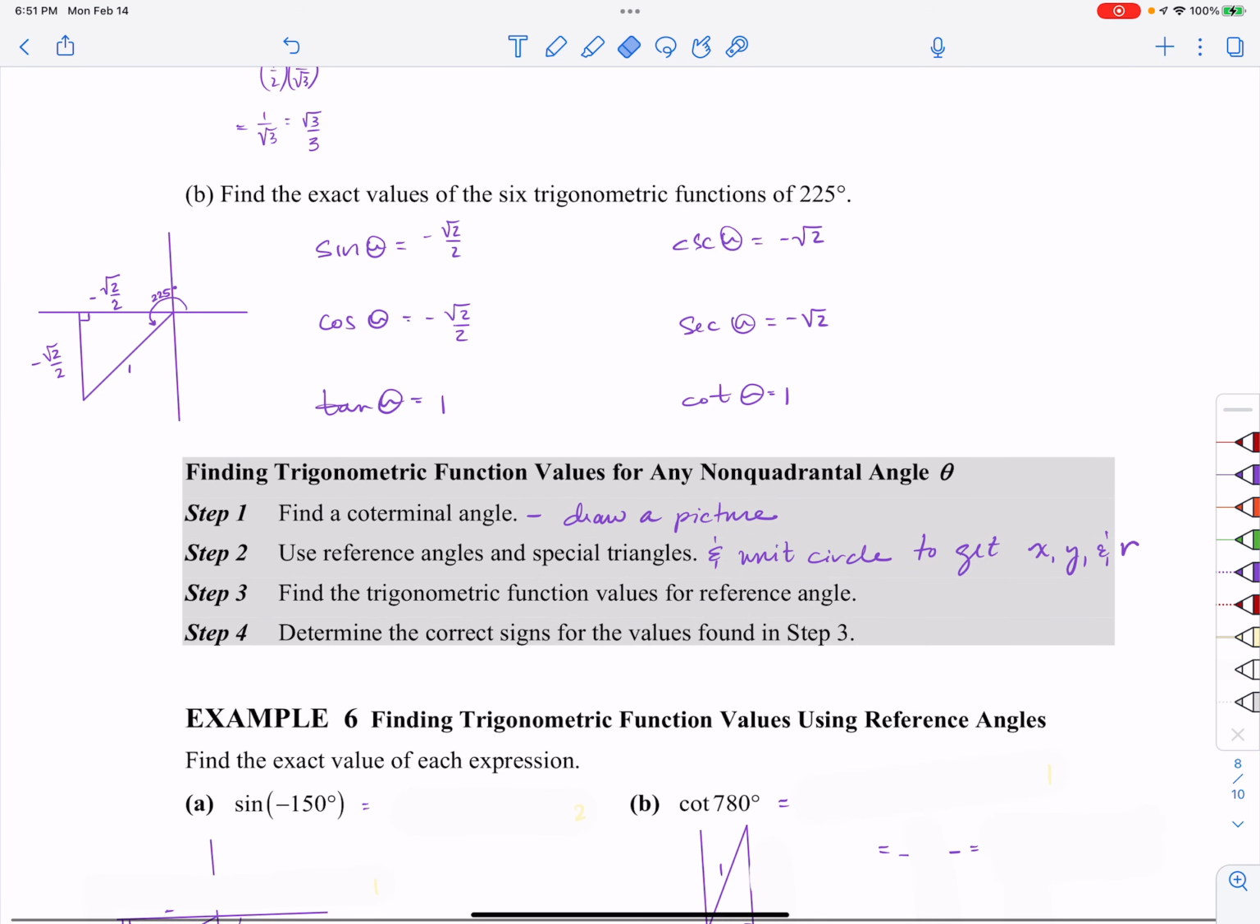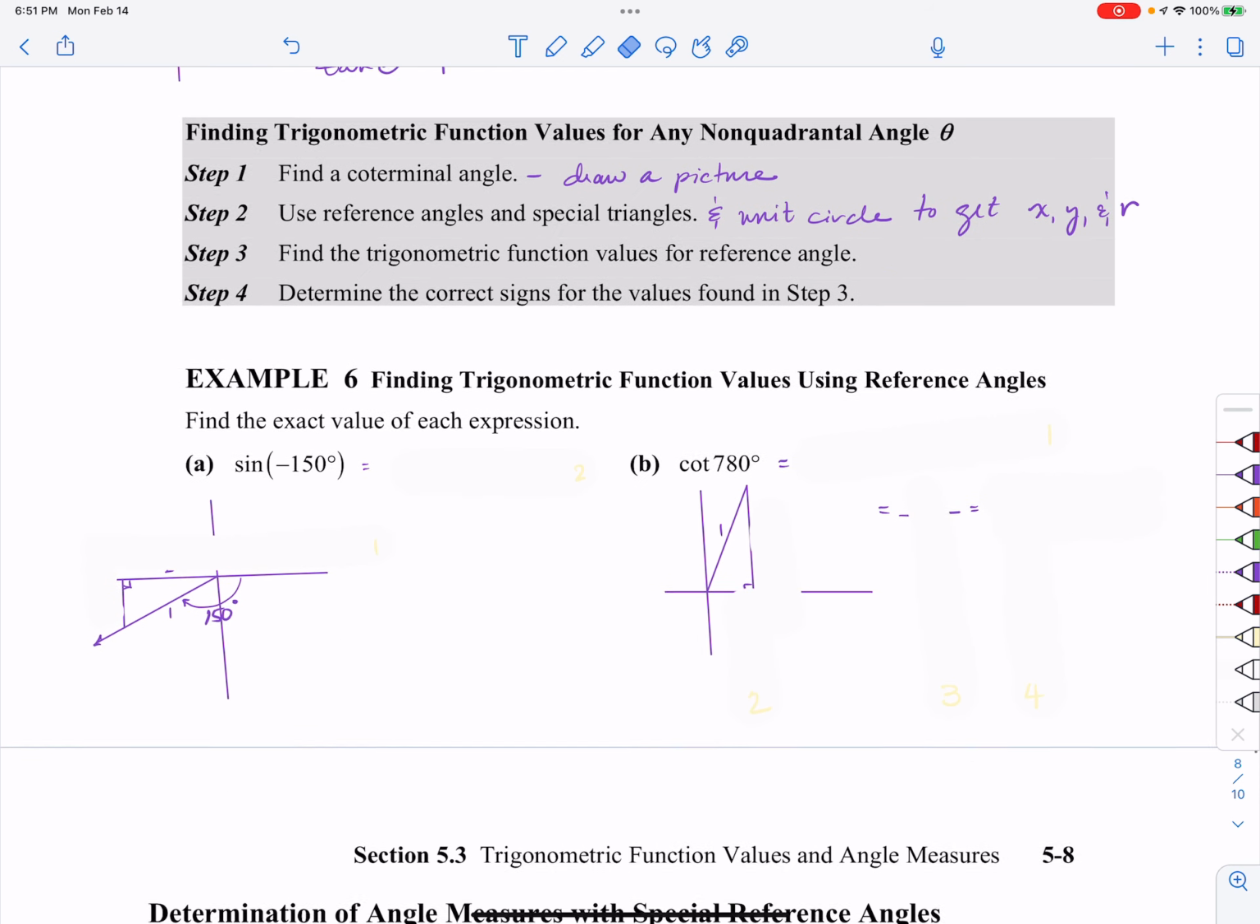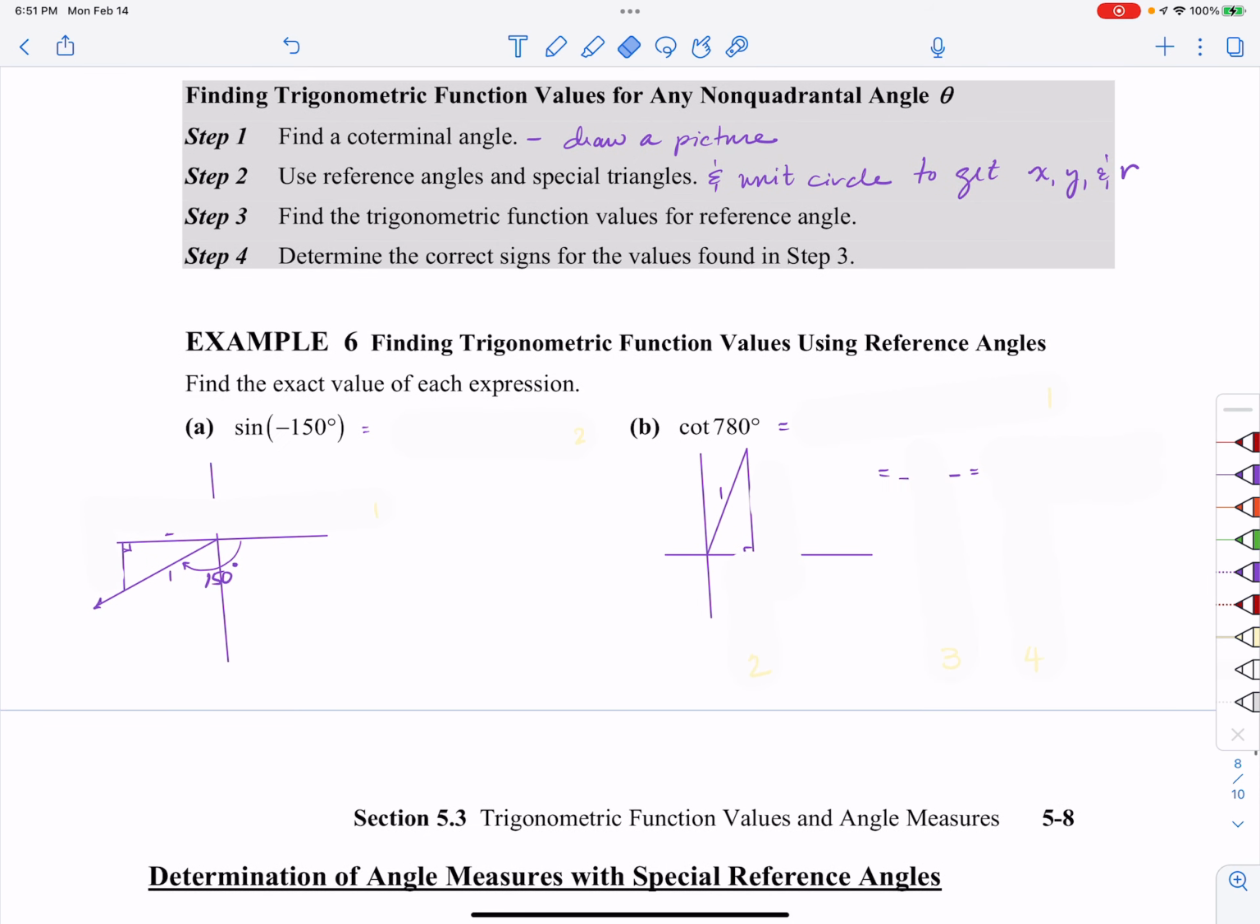All right. Following along quite nicely then is finding trig function values using those reference angles. So there are some steps here. You want to draw a picture and you want to find a coterminal angle if it's not on the regular unit circle. You'll want to use your reference angles, your special triangles, your unit circle so that you know what your x value, your y value, and your r value are. Find your trig function values, whatever you're being asked for, and then determine what sign it is. Is it pos or is it neg?